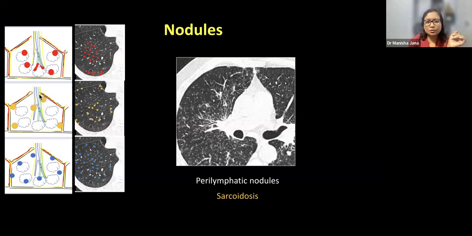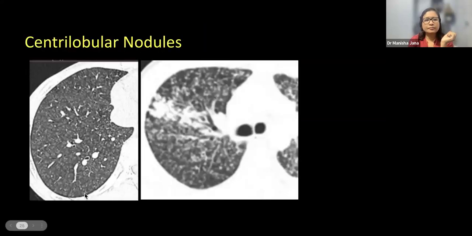Whenever we have nodules along the interstitium, maybe peribronchovascular interstitium, or along the border of the lobule, this is perilymphatic nodule. An example of a perilymphatic nodule is this in sarcoidosis. So why we are saying that? We will have to see through on this, see that if the wall of the bronchus is very much irregular and thickened, plus there are nodules on the pleural surface as well. So this is perilymphatic nodule. Random nodule can be located anywhere without any specific distribution.